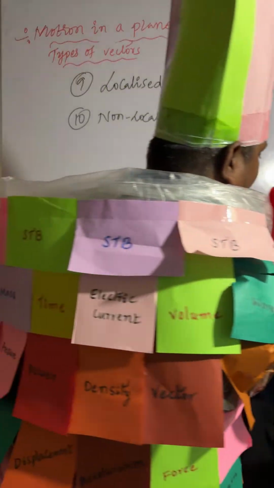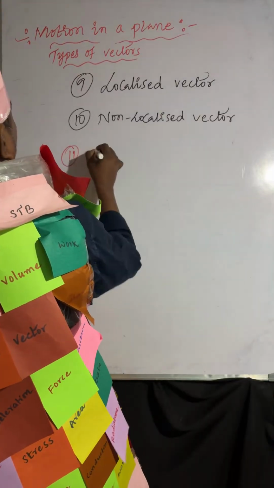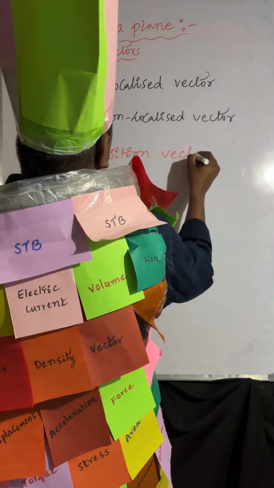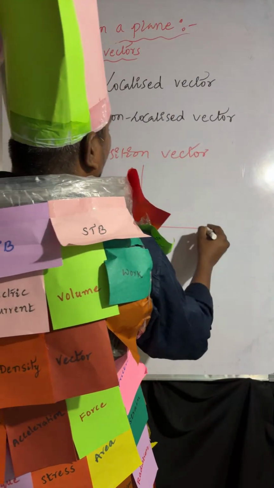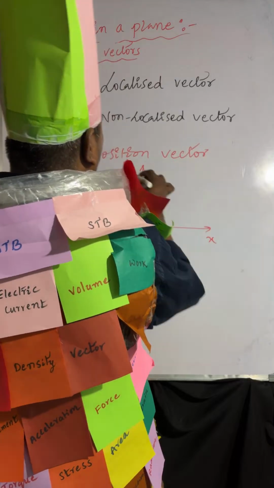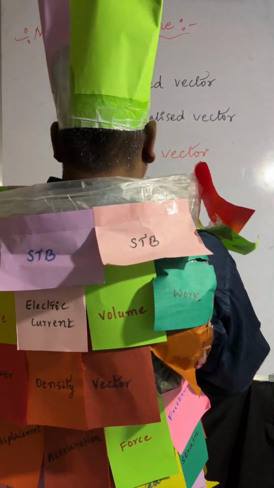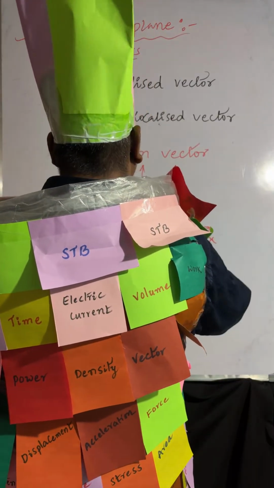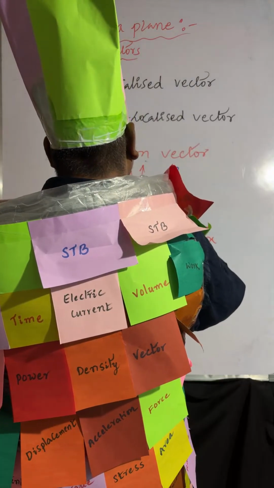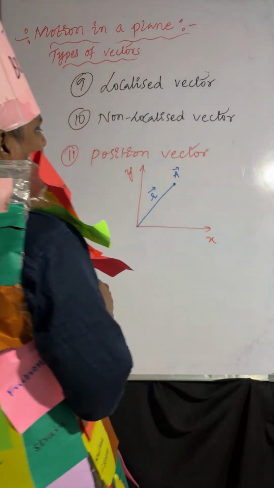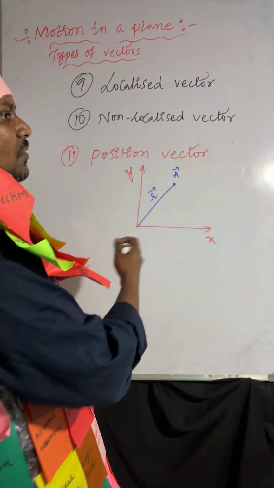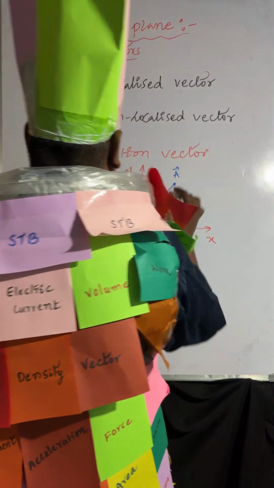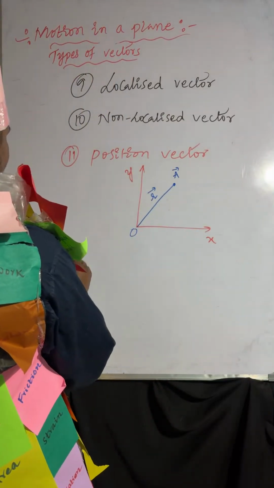Position vector. So 11th one is position vector. Here I am taking x-axis and y-axis. So this is the vector, this is the vector A bar, and you are representing this position as R bar. Okay. So with respect to the coordinate axis, from the origin, we are representing this vector. So that is a position vector.